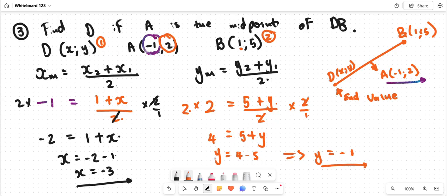So what does this mean? Therefore, the coordinates of D are (-3, -1). And I hope you can see that. Again, this is very useful. This is something examiners, especially at grade 10 level, like asking in tests and exams. So make sure you know how to do it.